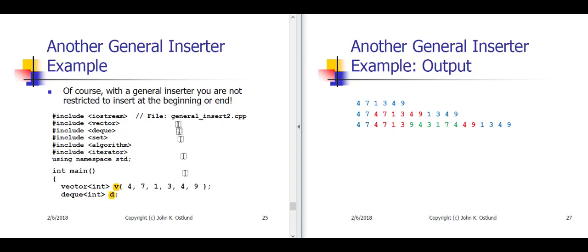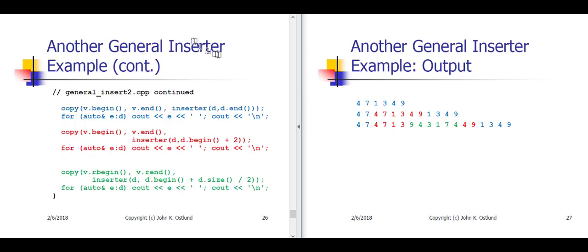And what we want to point out in this program is that if you're using general inserters, you can set up your insertion at the begin or the end, but you're not restricted to that. You can set up the insertion to occur somewhere in the middle of a container. So here on slide 26, we are copying from the vector V, v.begin up to but not including v.end. We're inserting into our empty deque D at the end.